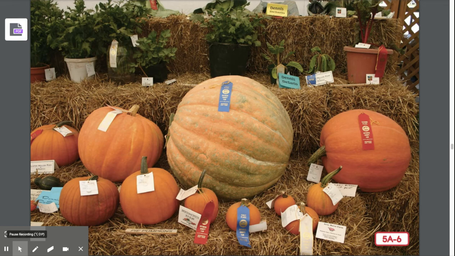Did you say the ones with ribbons on them? How do you know? When we look very closely, I see that the blue says first place and the red says second place, where some of the other tags don't have numbers or a place value on them, meaning those pumpkins didn't win anything.